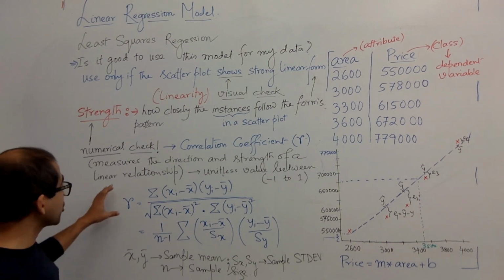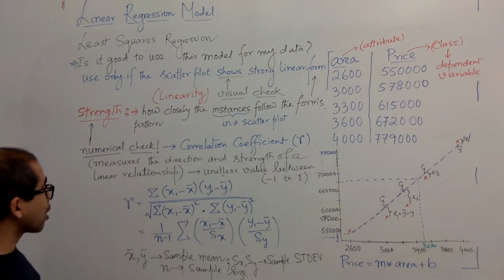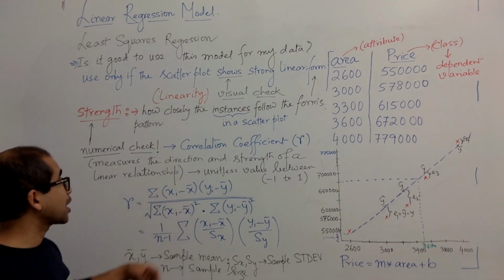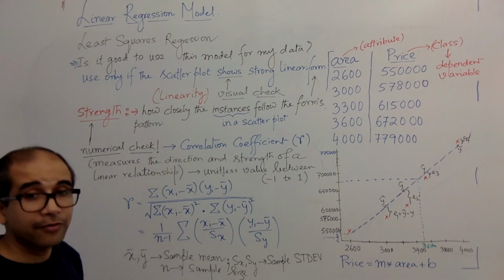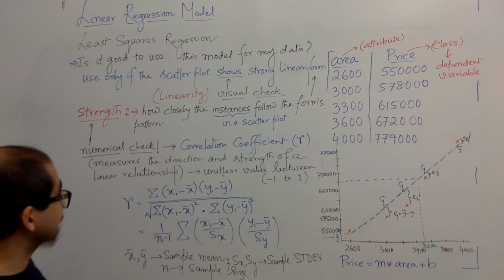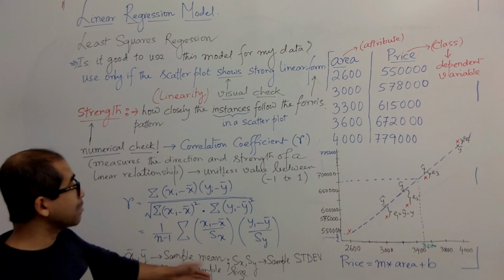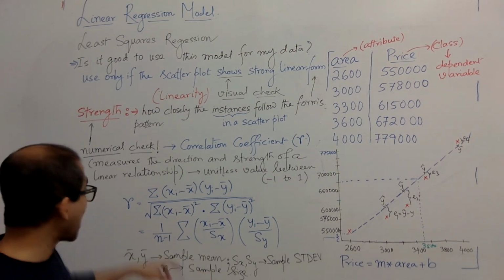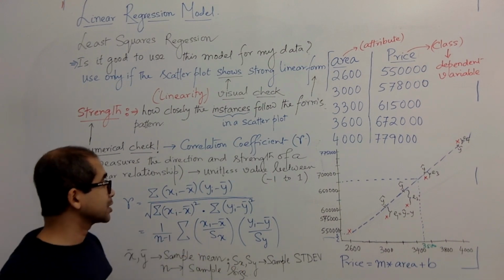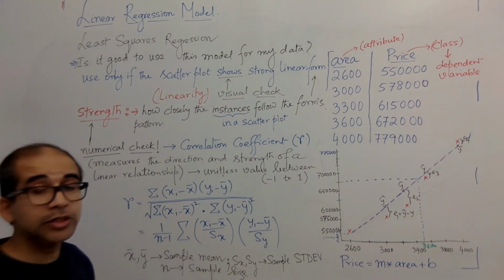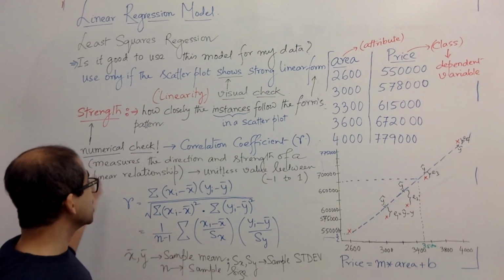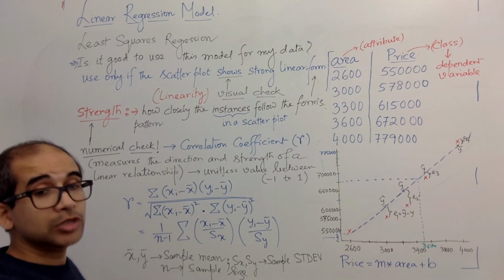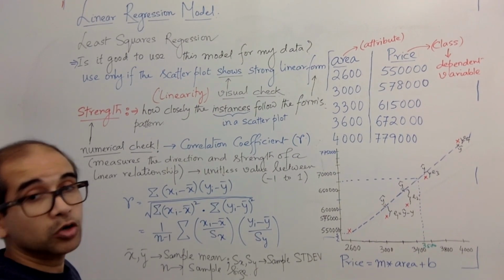So how is R calculated? This is the formula for R, and you can see xi minus x bar here. X bar and y bar are the average or mean values of the samples you have, and n is the sample size. Sx and sy are the sample standard deviations. Once you have those values calculated, you can calculate the value of R and check whether it's close to +1 or close to -1.